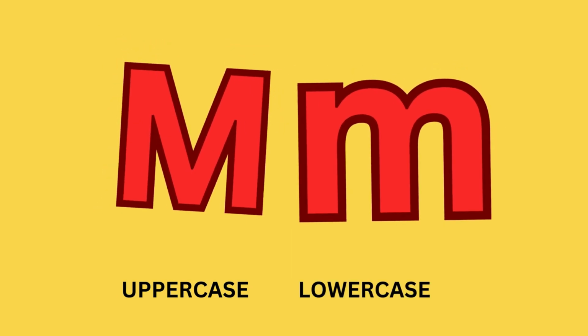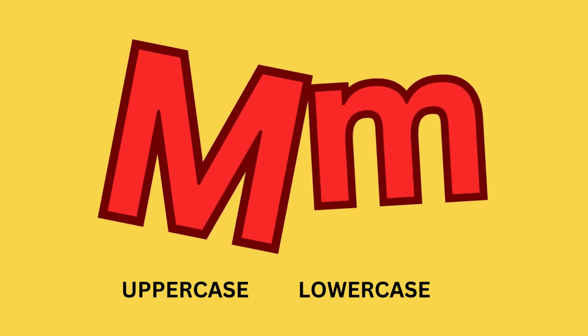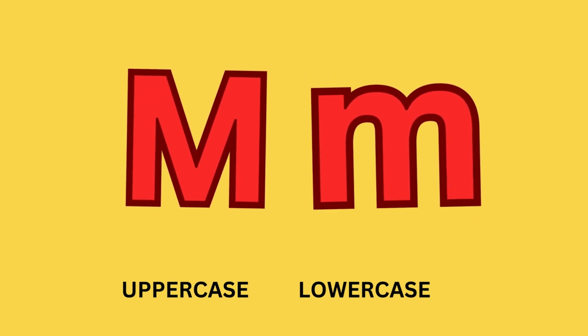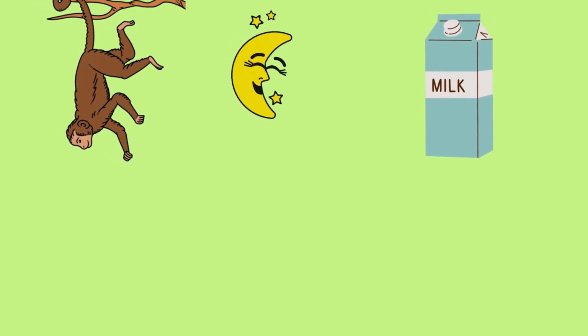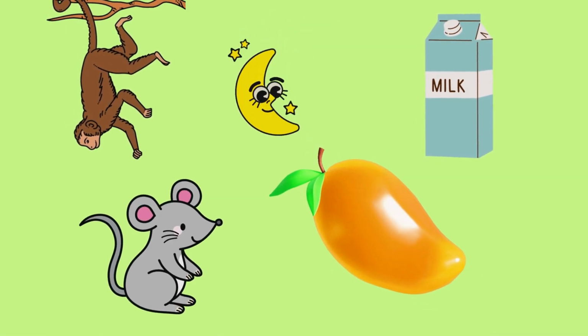M, this is uppercase M, this is lowercase m. M for monkey, M for moon, M for milk, M for mouse, M for mango.